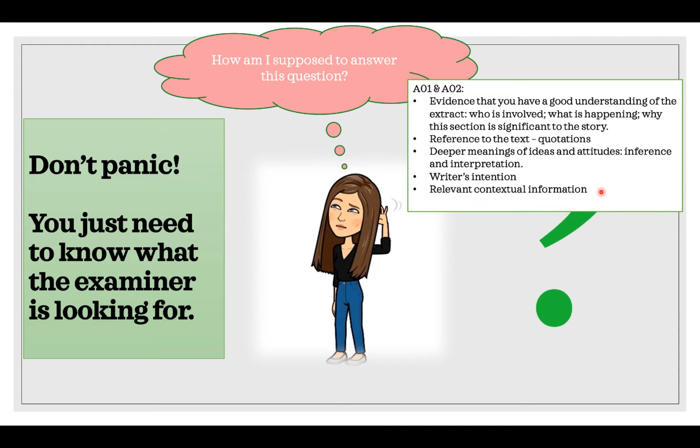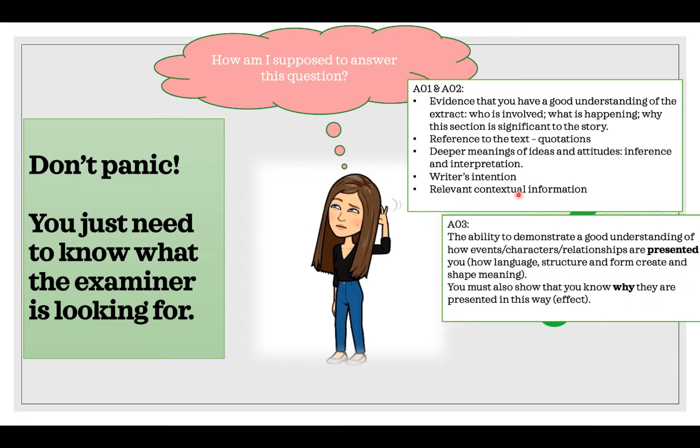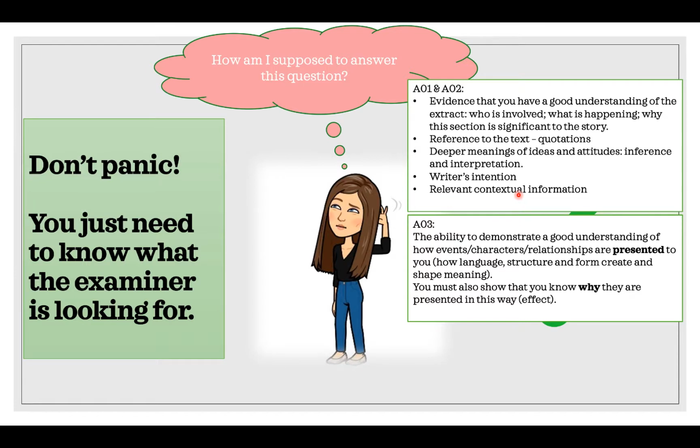It's not relevant unless it links to a point that you're trying to make. So you can, particularly for this play, link together writer's intention and relevant contextual information. If you mention segregation or discrimination, then that is contextual information. But if you say that Hansberry is trying to show you the effects of segregation, then it's also context and writer's intention.